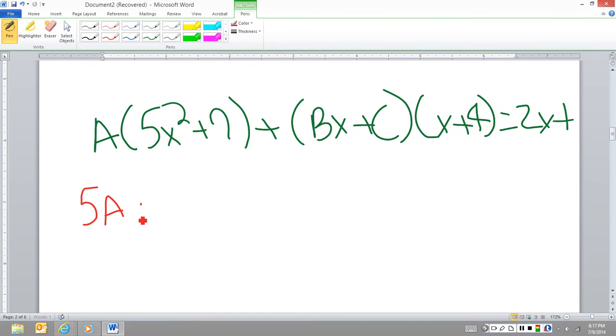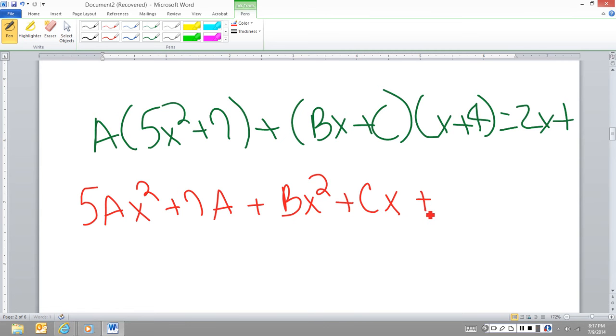So I have 5A x squared plus 7A, plus here I have Bx squared plus Cx plus 4Bx plus 4C. So first enters the outers. I'm double checking here because, with all these letters going everywhere, I ran out of room, but that's okay.